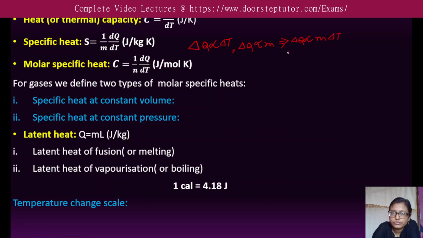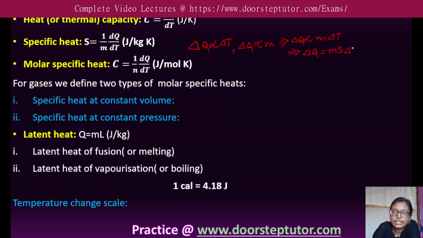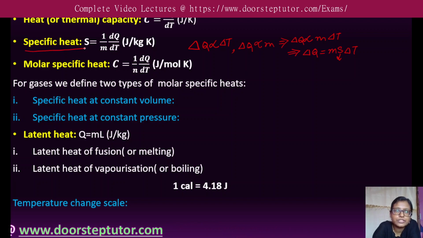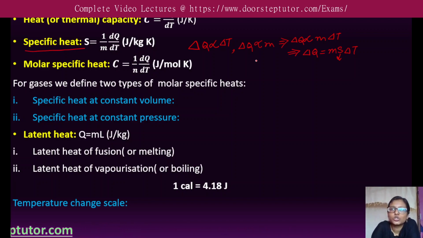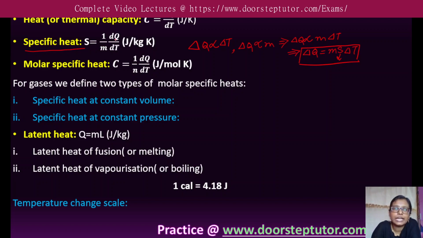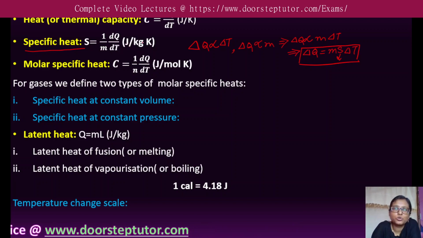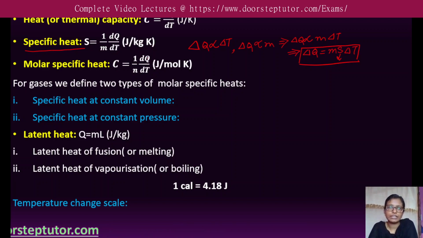Or, from here, we can say that change in heat is equal to m s delta T, where s is the proportionality constant and it is called the specific heat. So from this expression, we can derive the expression for specific heat as 1 by m times dQ by dT, and its SI unit will be joule per kg per Kelvin.